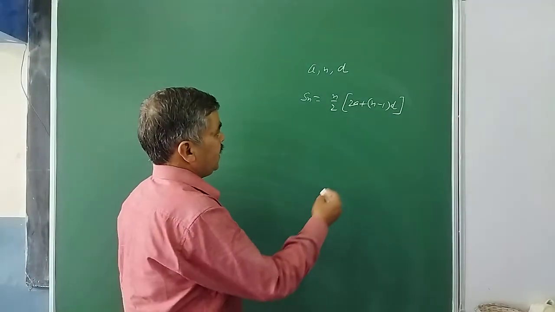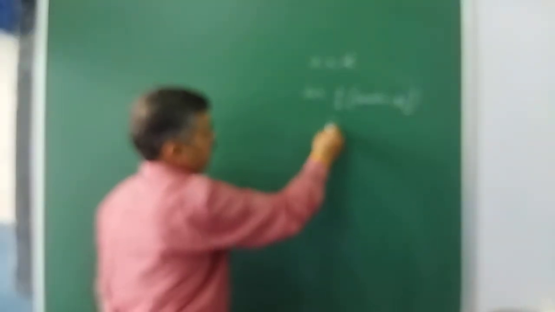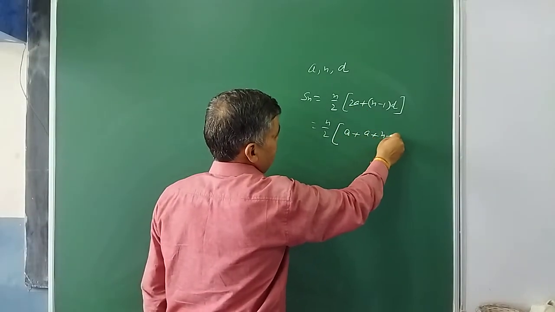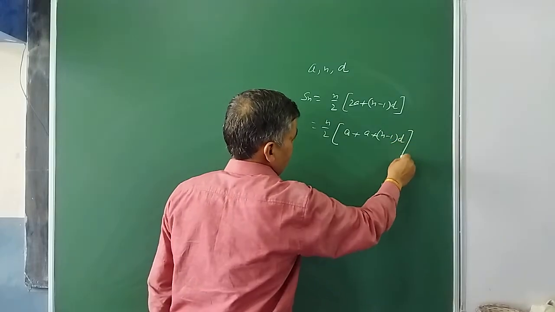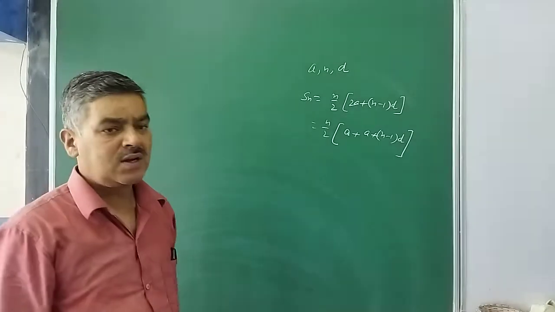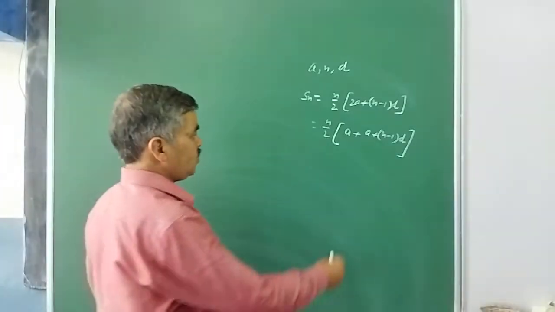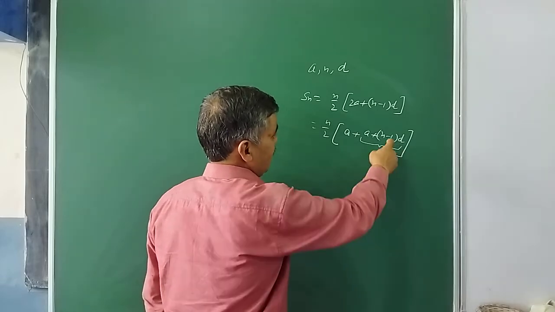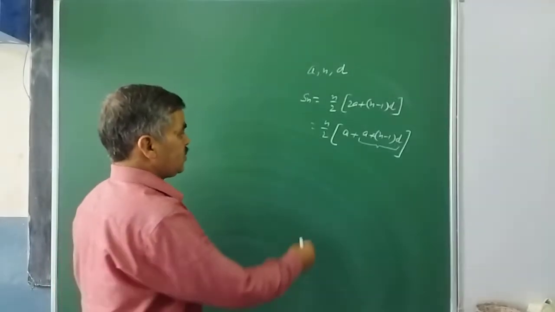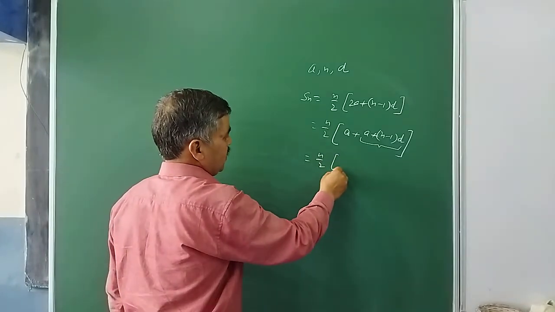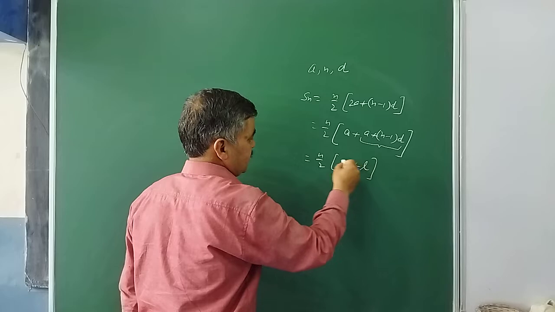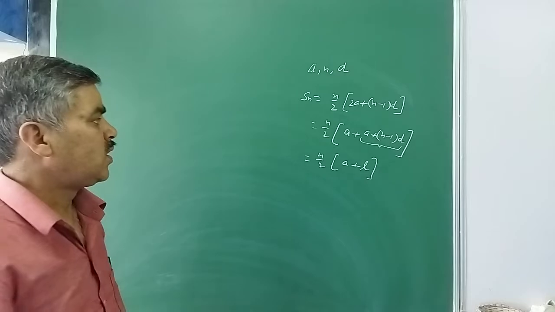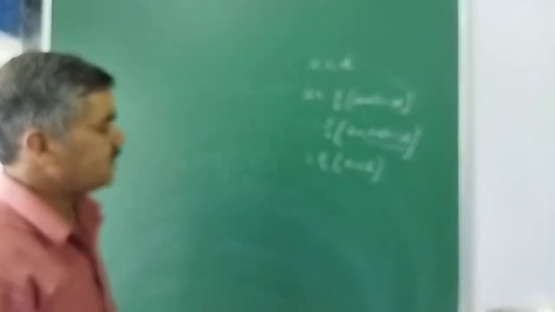So again you see what I did last time. If I split this 2a, so a plus n minus 1 into d. One more way, you can write this formula. Now you know this a plus n minus 1 into d is the last term, that is the nth term. So I can write this as n by 2 into a plus l. As per your convenience, you can use this also, n by 2 into a plus l.